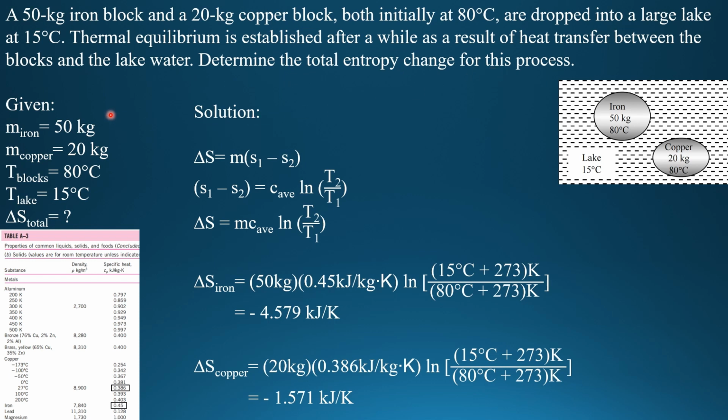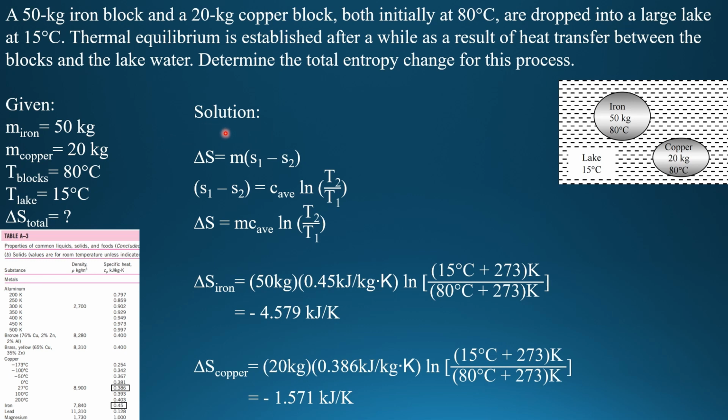First, we will identify our givens. We have the mass of the iron block, that is 50 kilograms, the mass of the copper block, that is equal to 20 kilograms, the temperature of both of the blocks, that is equal to 80 degrees Celsius, the temperature of the lake, that is 15 degrees Celsius, and we will be solving for the total entropy change of the system.